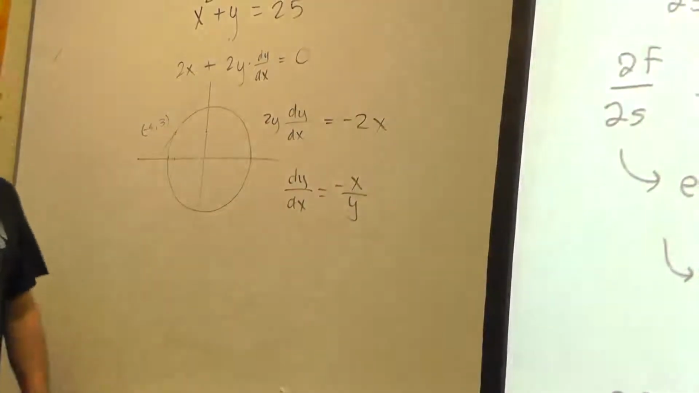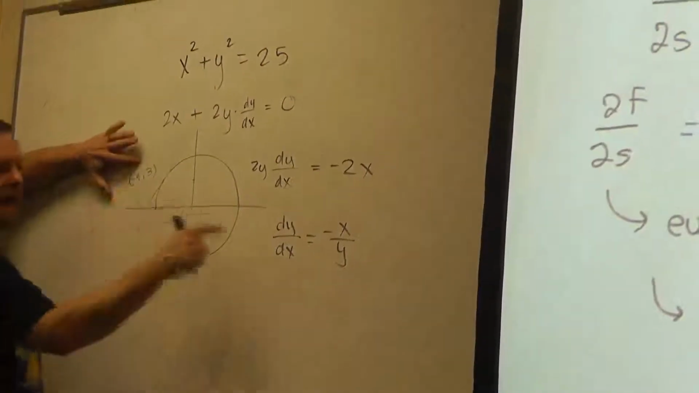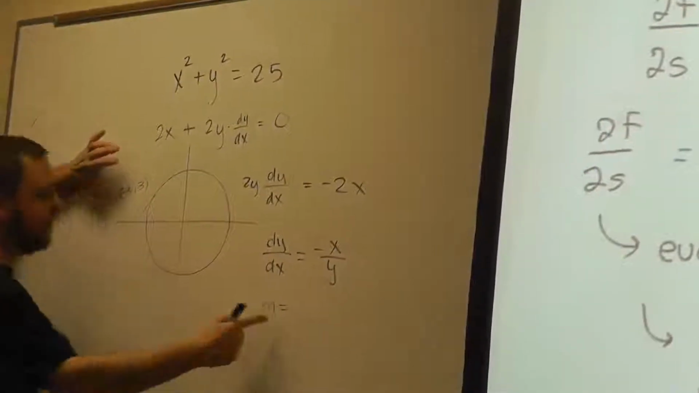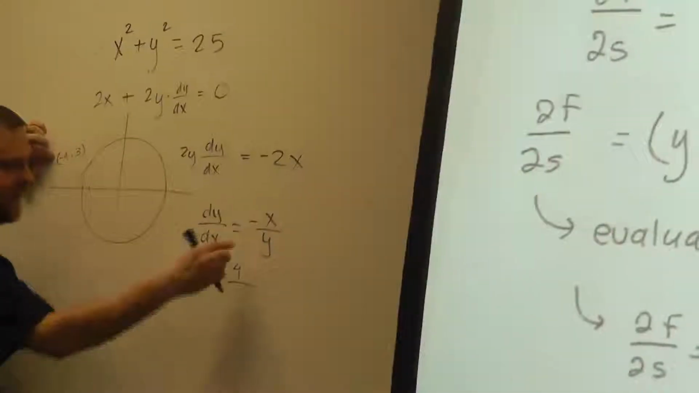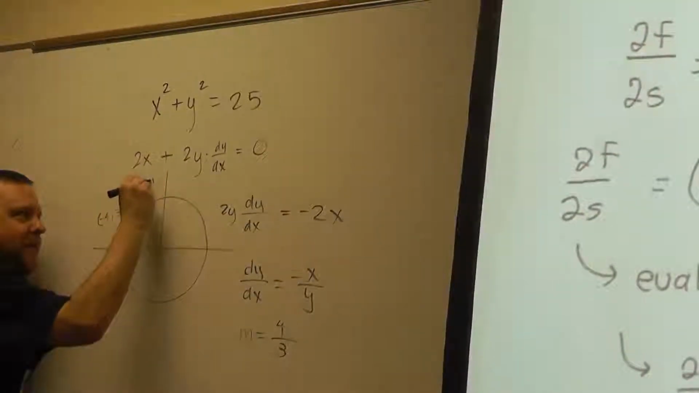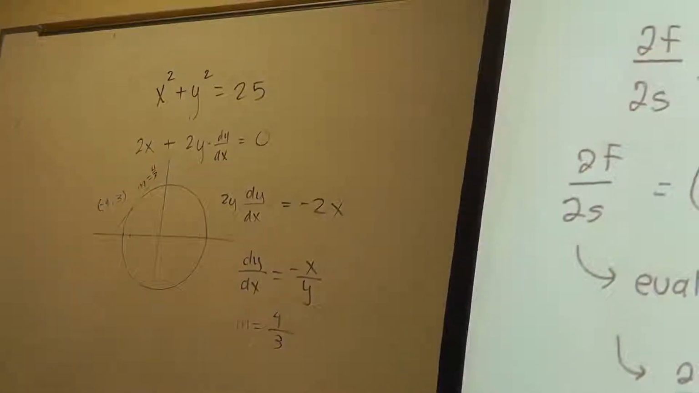But you remember doing this? Yes, sir. Okay. So, and then if I wanted the slope, I've got the point of tangency. I would plug in negative x. So my tangent line slope, my m, would be positive 4 divided by 3. So that tangent line would have a slope of 4/3. And then we could use the point slope formula to find the equation line and things like that.